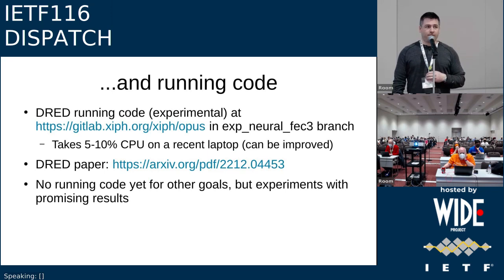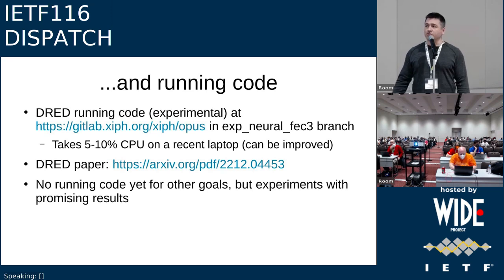So we do have running code for deep redundancy. It is in the Opus repository in the EXP neural FEC3 branch. The current code takes around 5 to 10% CPU on a recent laptop. We are working on reducing that complexity. We believe it's possible to reduce that. For more details, we also have a paper that is out and will be presented at the upcoming ICASSP 2023. So that was for the first goal.